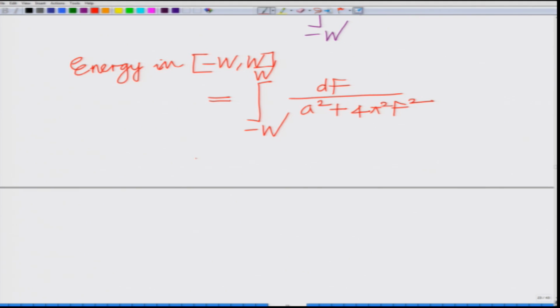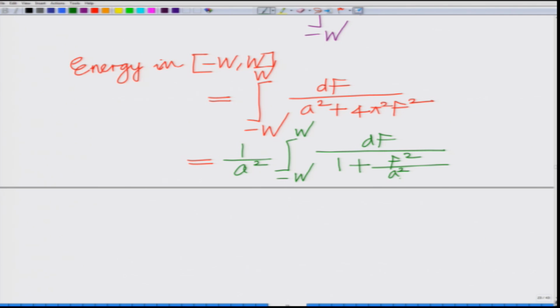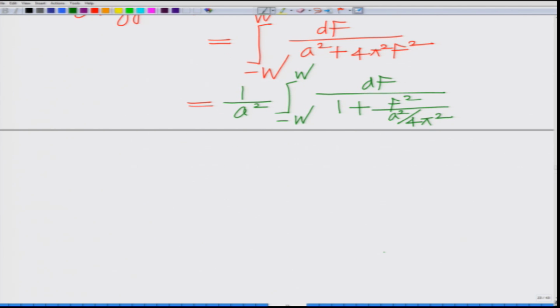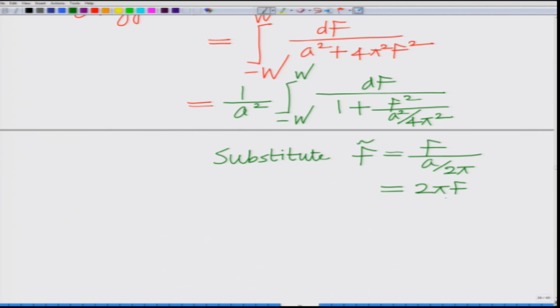Now, I am going to do some manipulations. I am going to bring the a square outside. So, this can be written as 1 over a square, integral from minus W to W of df by 1 plus f square divided by a square divided by 4 pi square. Okay, I brought the 4 pi square into the denominator. Now, let us use the substitution: f tilde equals f divided by a over 2 pi, which is basically 2 pi f divided by a, which implies df tilde equals 2 pi df by a.